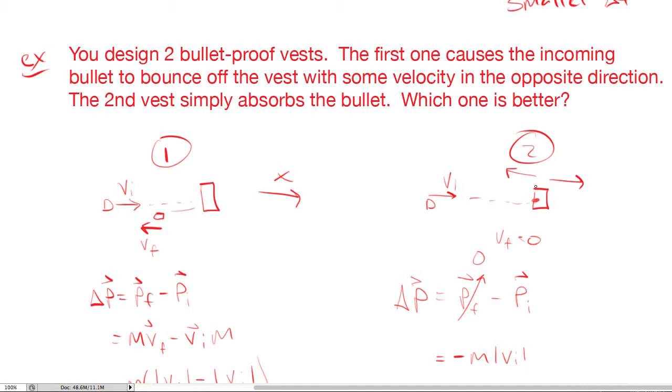I'm minimizing the change in momentum, which means I'm minimizing the force I need to absorb that bullet. If you're moving into the bullet, basically it seems like the bullet's moving faster, which of course is bad. You want a slow-moving bullet when you're getting shot as opposed to a fast-moving bullet. You always want to request that in any robbery situation.